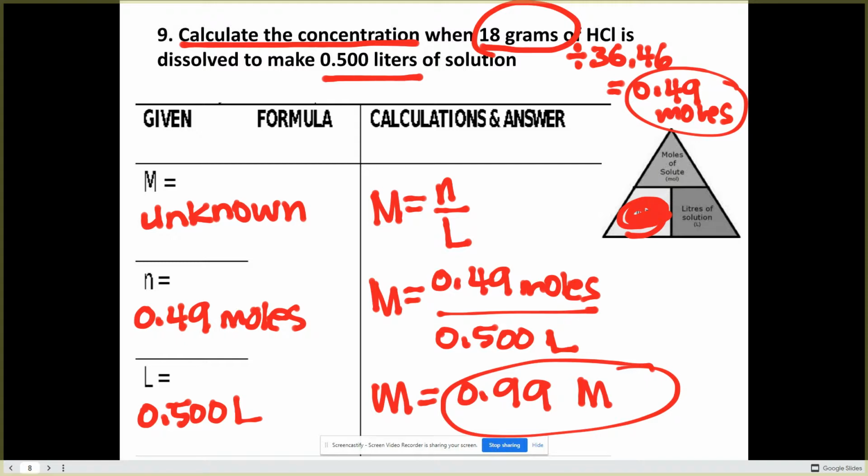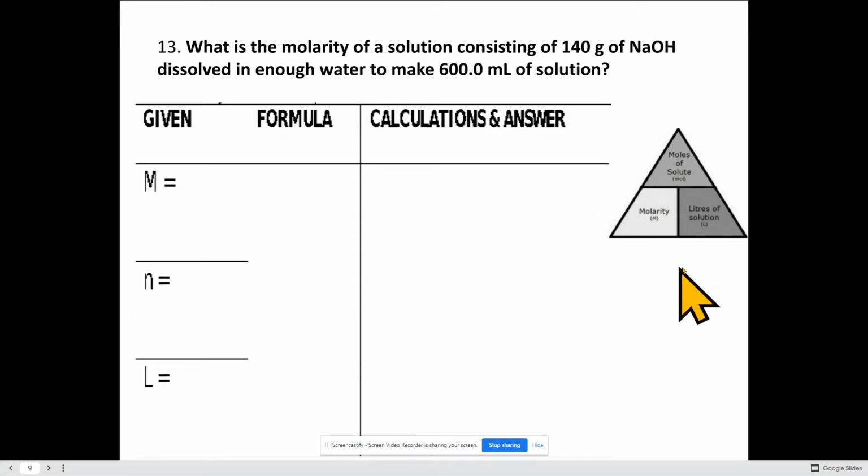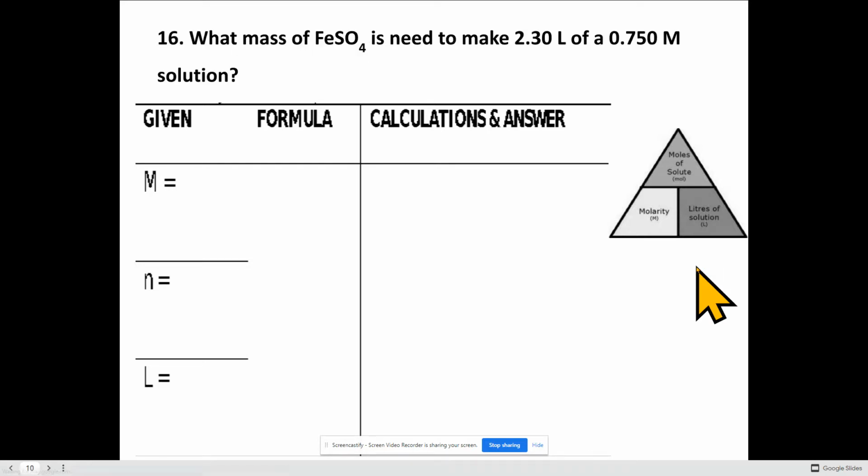Cool. All right, so for this problem, you should have learned that you have to convert the grams into moles, because you can't use grams here. You have to convert it into moles. Let's try another problem. All right, let's try this one right here.